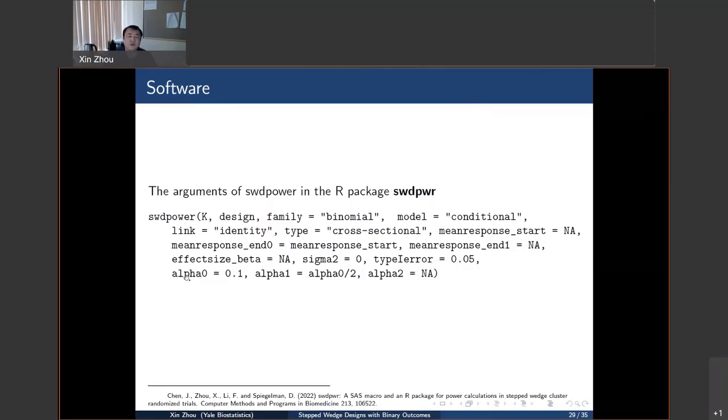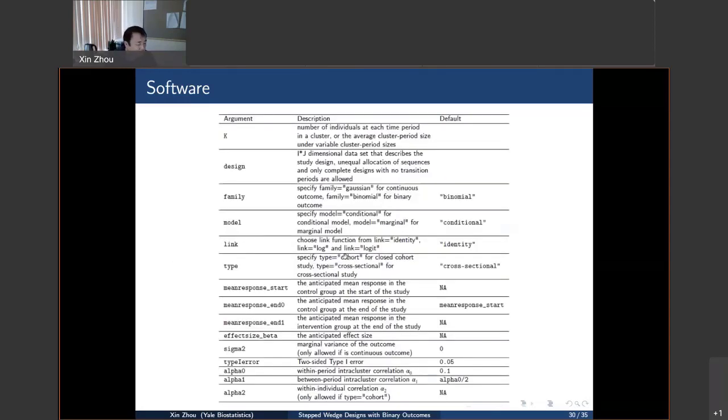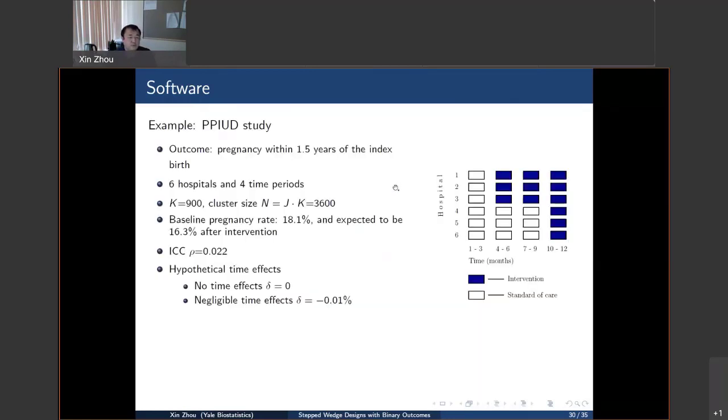The default value for type 1 error is 0.05. And we can also set 3 levels of correlation: alpha 0, alpha 1, and alpha 2. The alpha 2 here is only for the cohort design. This table shows the arguments, options, and default values I already introduced. So now we move to the example.